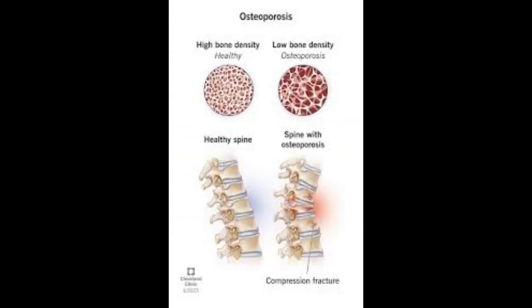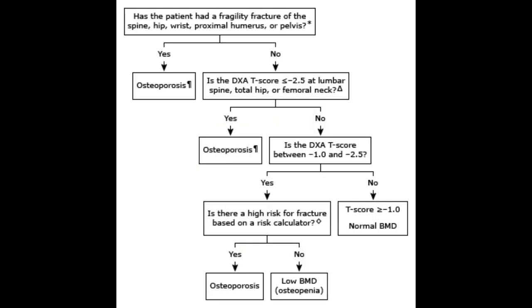PTH plays a significant role in osteoporosis and bone health. If calcium and phosphorus levels are low, PTH stimulates the osteoclast to resorb bone. The mechanism releases calcium and phosphorus from the bone into the bloodstream.